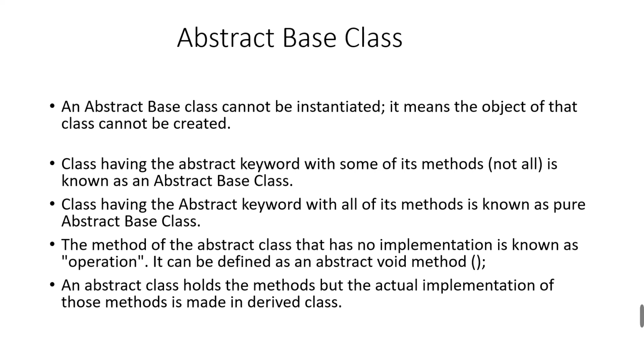So what are abstract base classes? We will go through it point by point. An abstract base class cannot be instantiated. It means the object of that class cannot be created. We can't make the object of an abstract class. A class having the abstract keyword with some of its methods is known as an abstract base class.